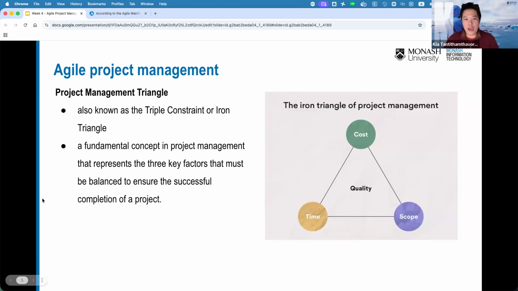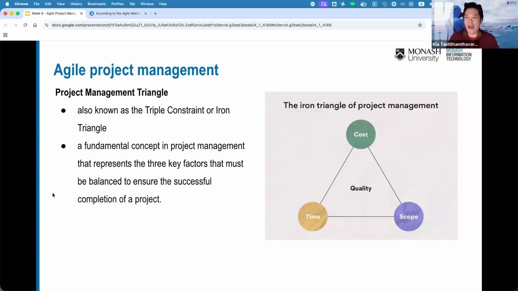All right. Okay, so next, I really want to talk about the iron triangle. Okay, in terms of agile project management, whether it is going to be a success or fail, it really depends on these three key factors. Okay, or we call it triple constraint. First is the cost, second one is the time, and third is the scope.